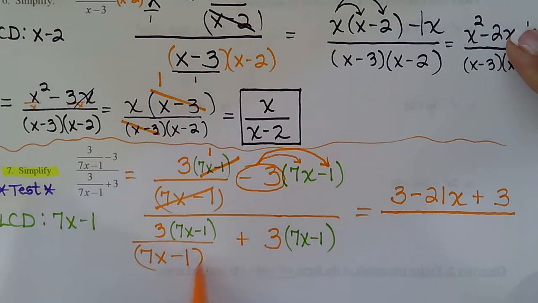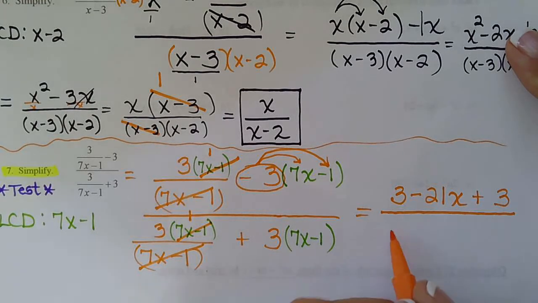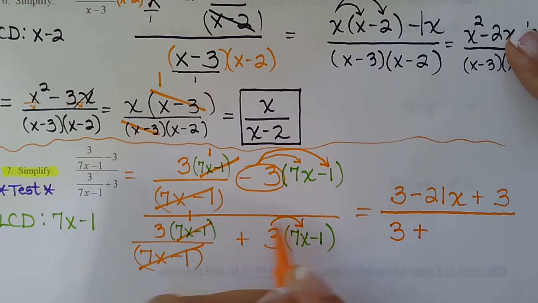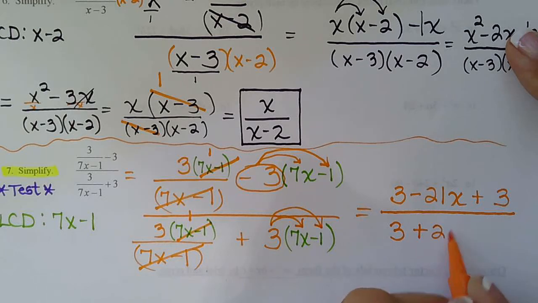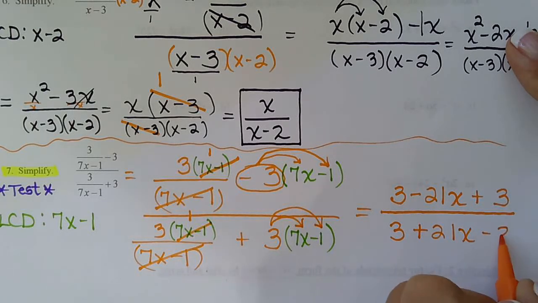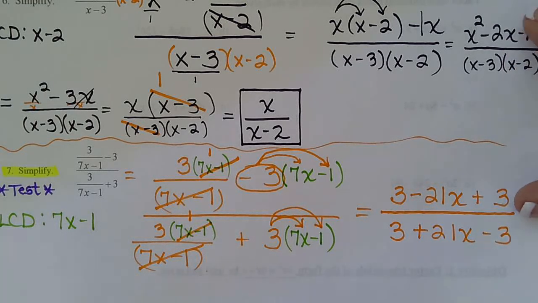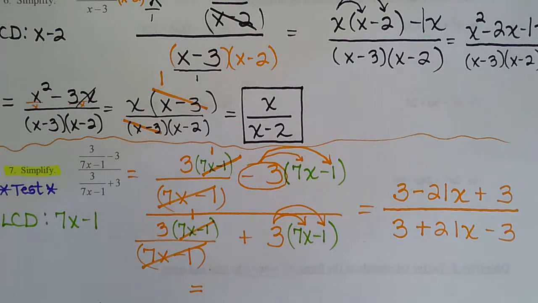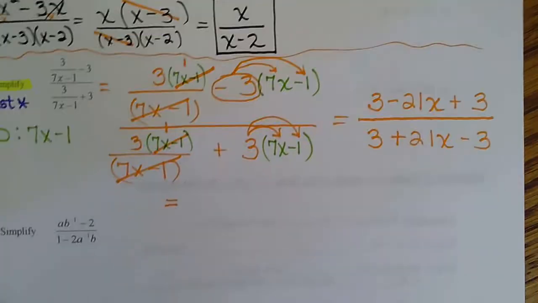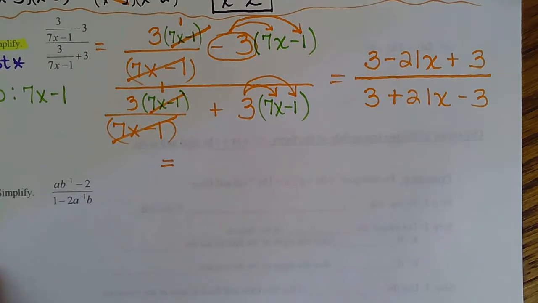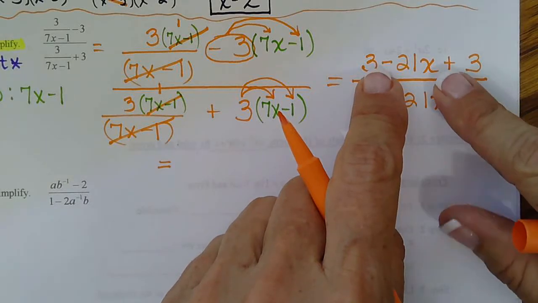And then we have 7x minus 1 divided by 7x minus 1 is 1. So we have 3 again, plus 21x minus 3. And this time we're distributing a positive. So now we just have to simplify. I think we can go over here and simplify. So here we have 3 plus 3.